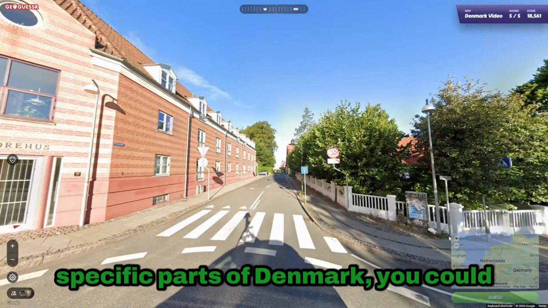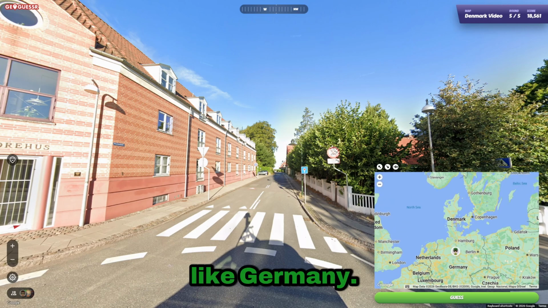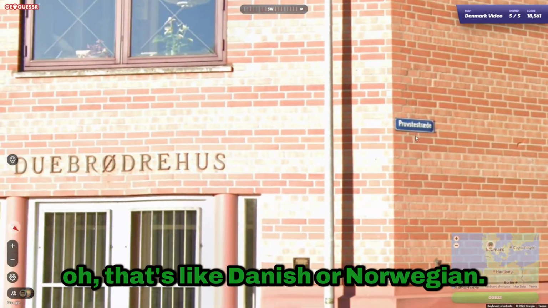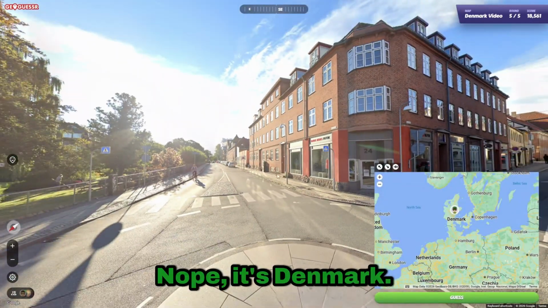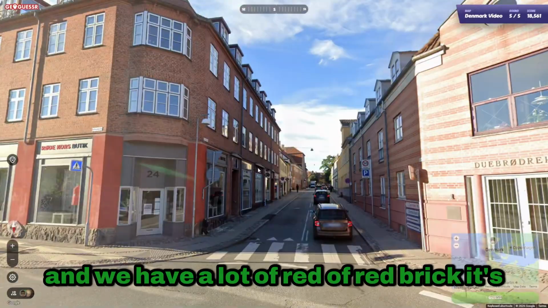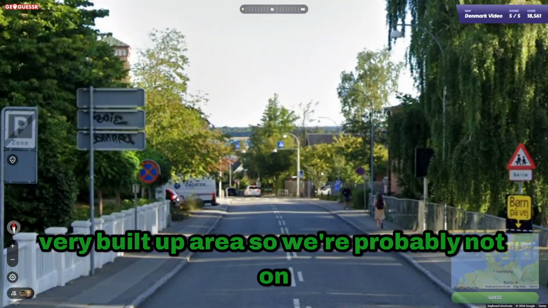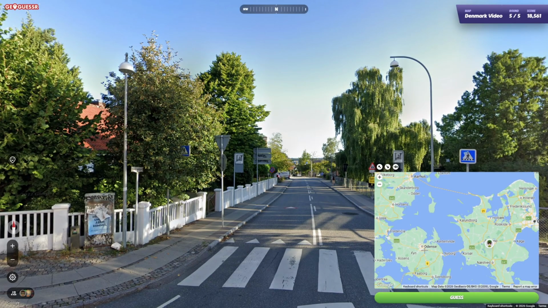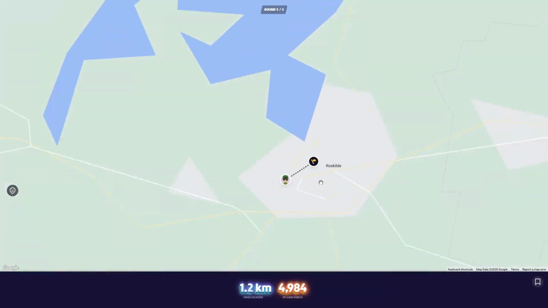Because specific parts of Denmark, you could definitely see being Sweden or like the United Kingdom, or like Germany. Like if you looked at this, you could be like, oh, that's like Danish or Norwegian. Could be like Oslo. Oh nope, it's Denmark. And then we have a lot of red brick. It's a very populated area, very built up area. So we're probably not on the mainland. We're probably on the island with Odense or like Copenhagen, this city, whatever.